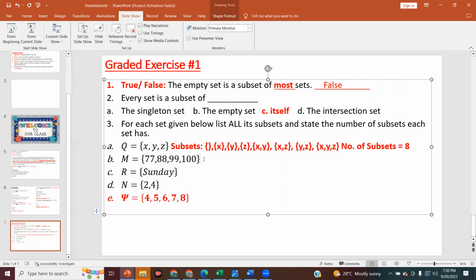Right now we have a set with 4 elements. So the subsets are going to be, help me out. The first one is going to be what? The empty set, followed by the singleton sets. So it's going to be 77, 88, 99, and 100.